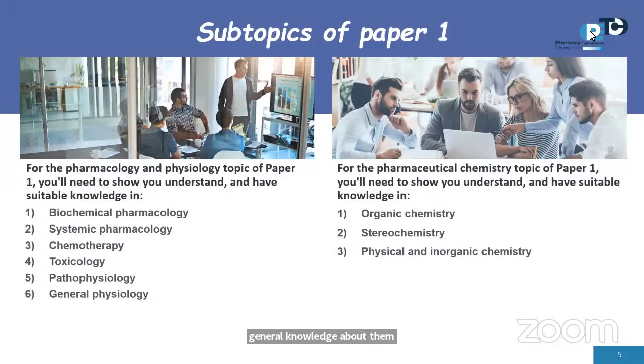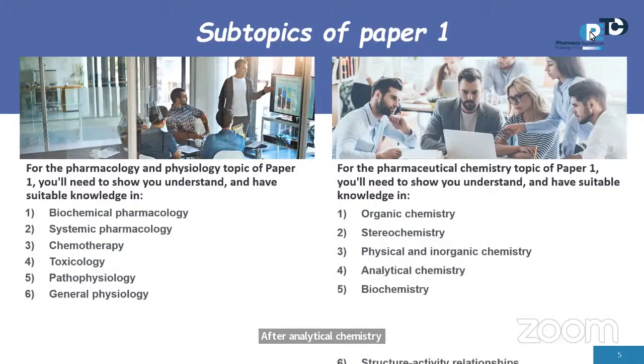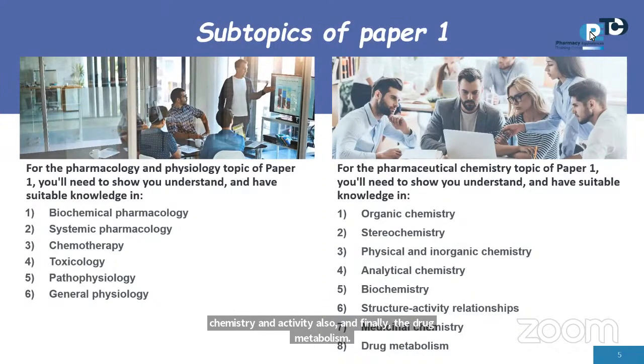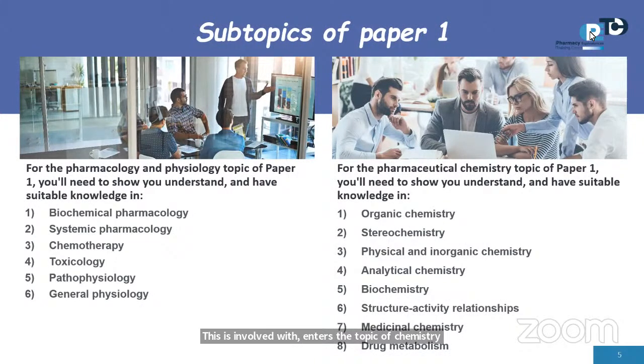The next topic will be biochemistry, after analytical chemistry. Then structural activity relationship, which is a very important topic. We should know the activity of each structure, and if you change the structure, what will happen to the activity, and how you can identify the structure, which is a very important point regarding the exam. Then medicinal chemistry, the relation between chemistry and activity, and finally drug metabolism. This is involved under the topic of chemistry. This is the composition of paper number one.